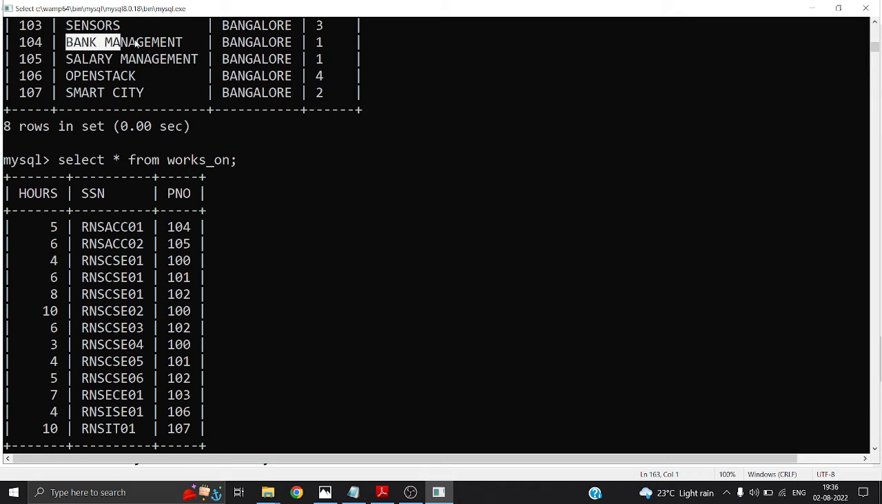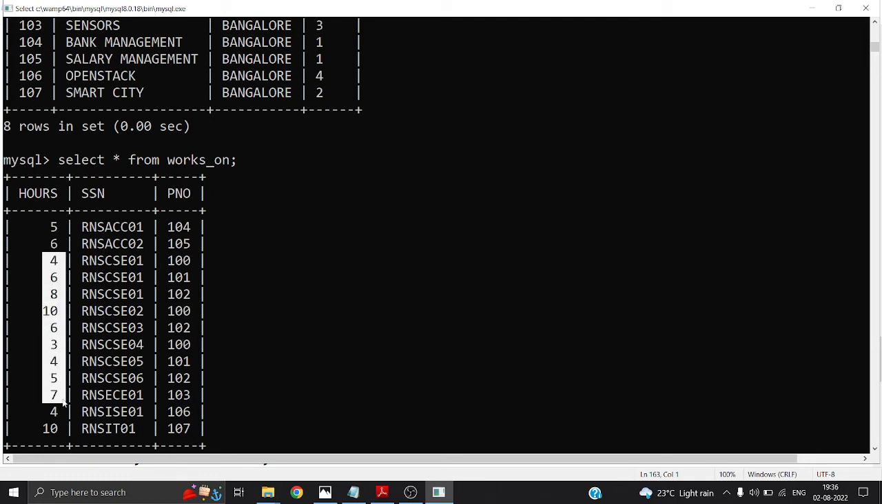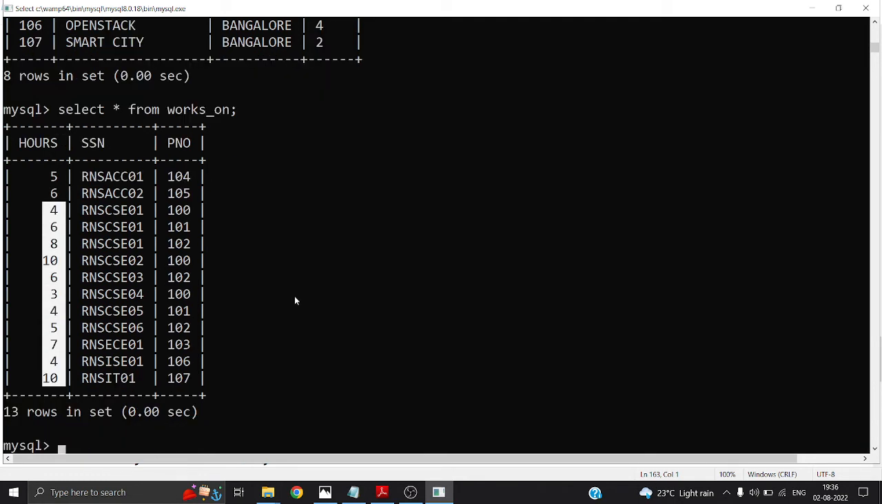104 is nothing but bank management, and he works on that project for about 5 hours. That is the meaning for the second employee. RNS ACC02 works on project 105, that is salary management, as these two employees are related to the accounts department. That's why bank management and salary management, and they are working on the respective projects for 5 and 6 hours. Like that, the same thing. These are the remaining employees with different projects and different numbers of hours. Now we have inserted the records with the proper meaning associated with every record.